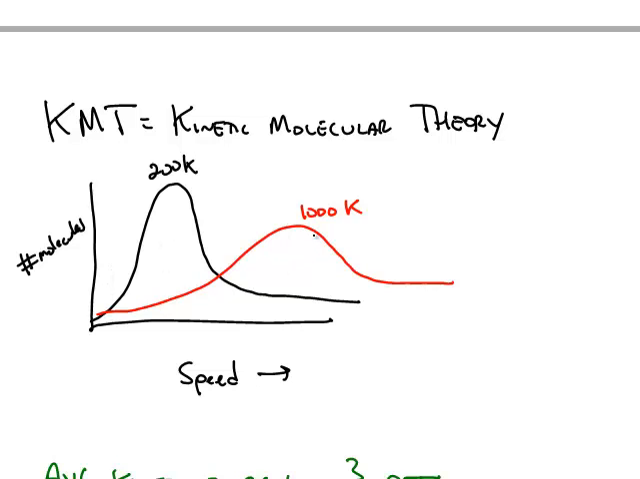So we get a bigger distribution at a higher temperature, and the most probable speed, the one where the most molecules are found, shifts to a higher speed, which makes sense. As we increase the temperature, more molecules are going to be moving at a faster speed.